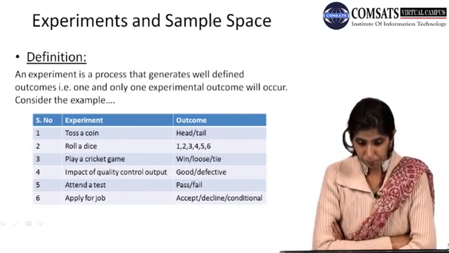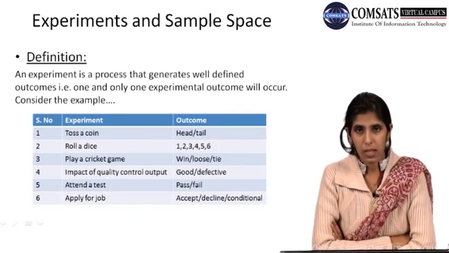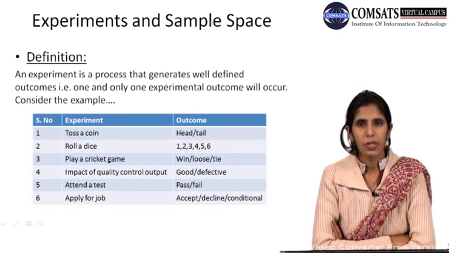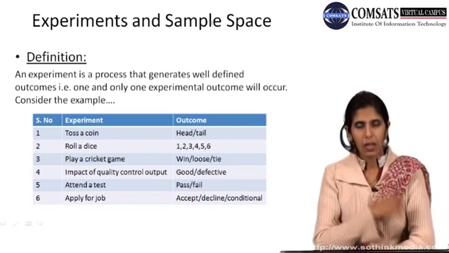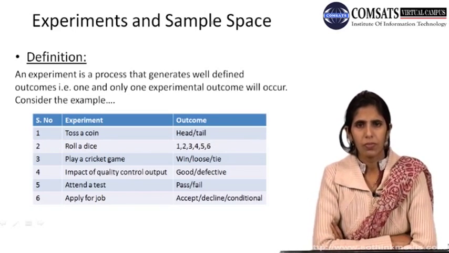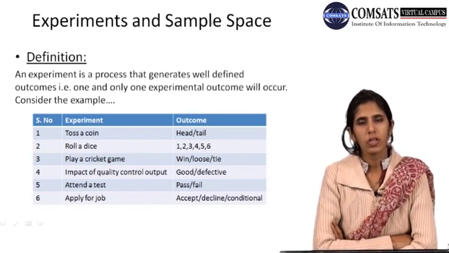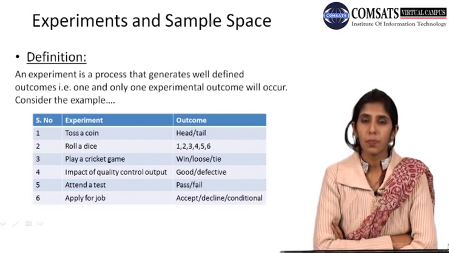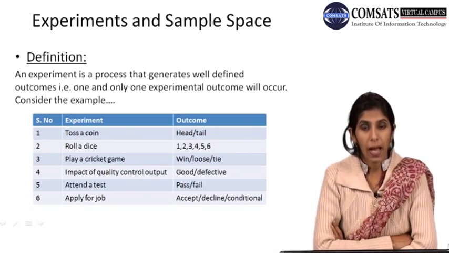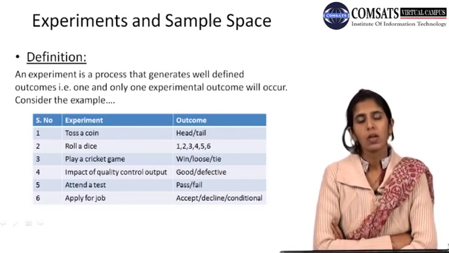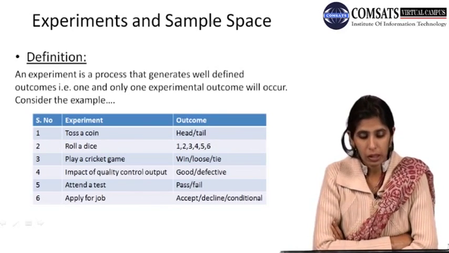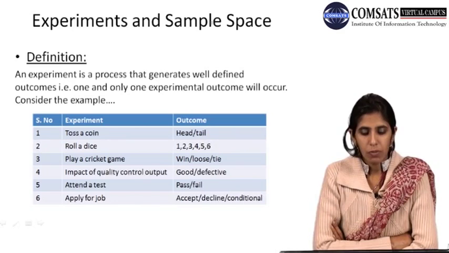Experiment. What is an experiment and what are the sample spaces? So far we have talked about what is probability and what is the range of probability. Now, an experiment is a process that generates well-defined outcomes. In the language of a layman, an experiment is actually an activity which is performed for the purpose of generating an outcome. So, one experiment will be generating one outcome, undoubtedly. So one and only one experimental outcome will occur.